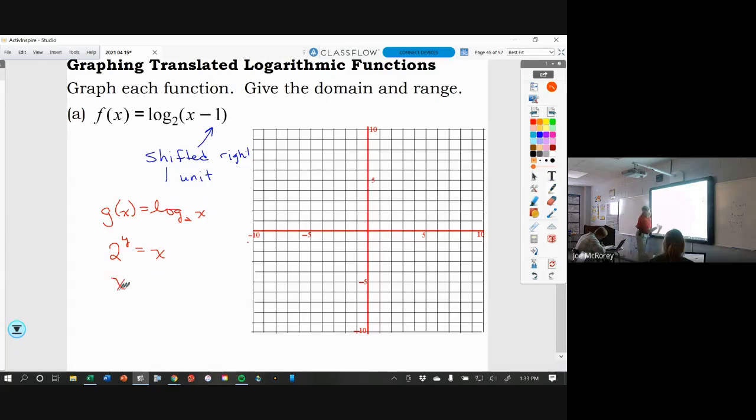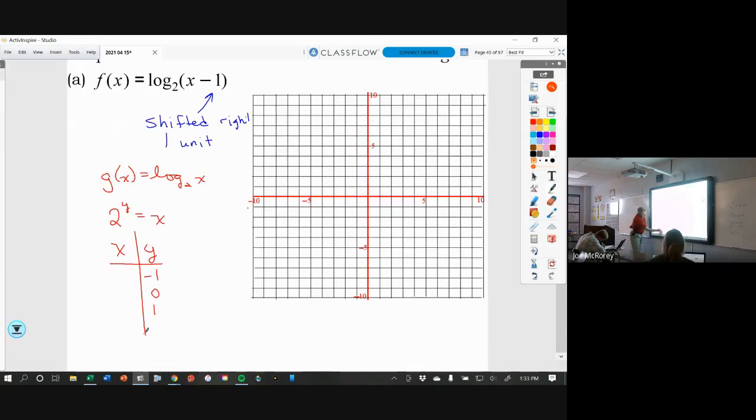So we'll make our t-table. Remember, we're plugging in values for y instead of values for x. So -1, 0, and 1 would be 3 that we always check.